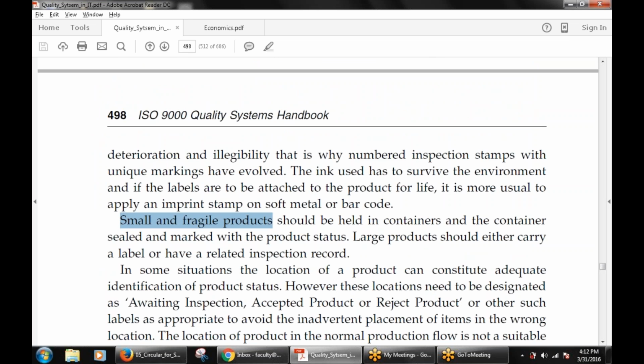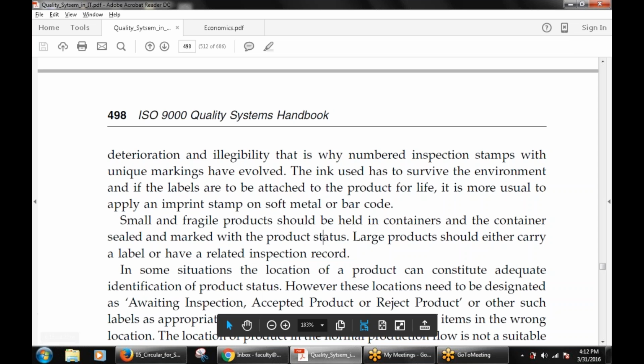Small and fragile products should be held in containers, and the container sealed and marked with the product status. Large products should either carry a label or have a related inspection record. There is a related inspection record that is also available with the product.